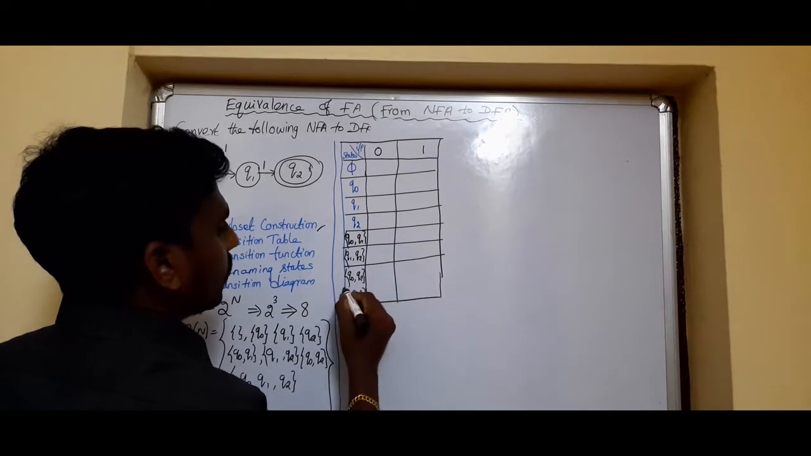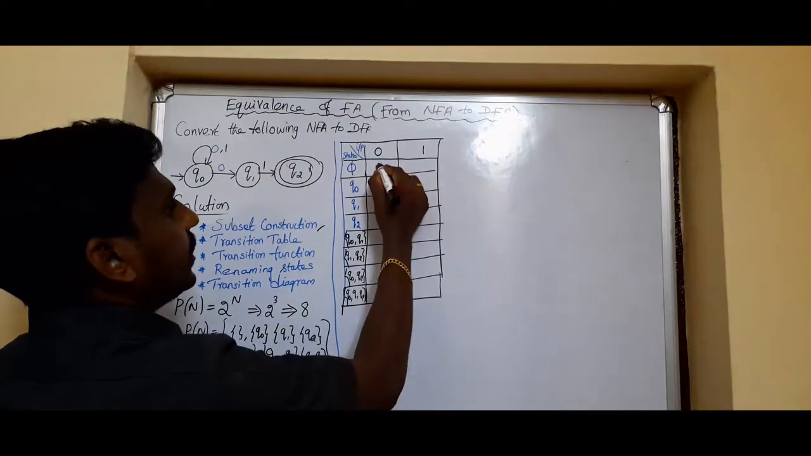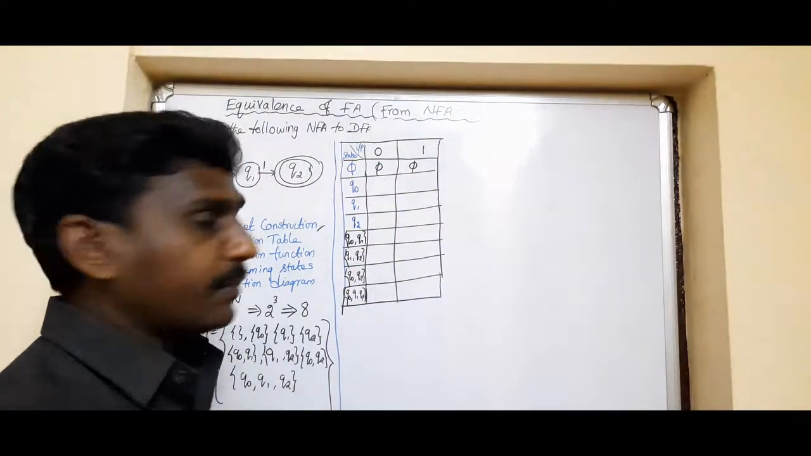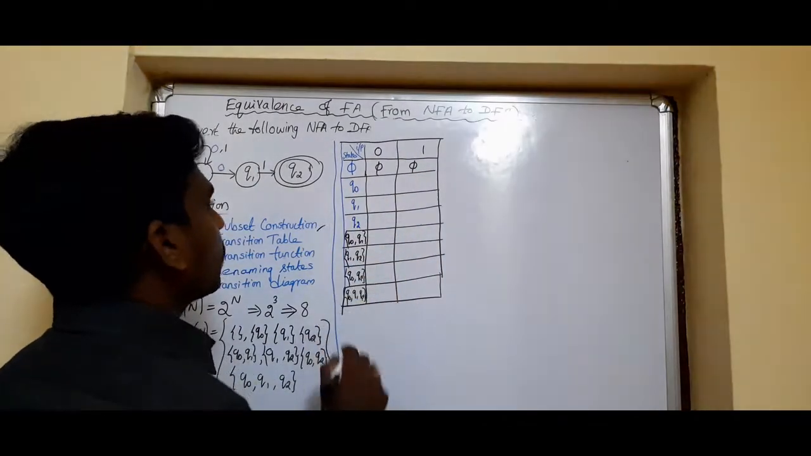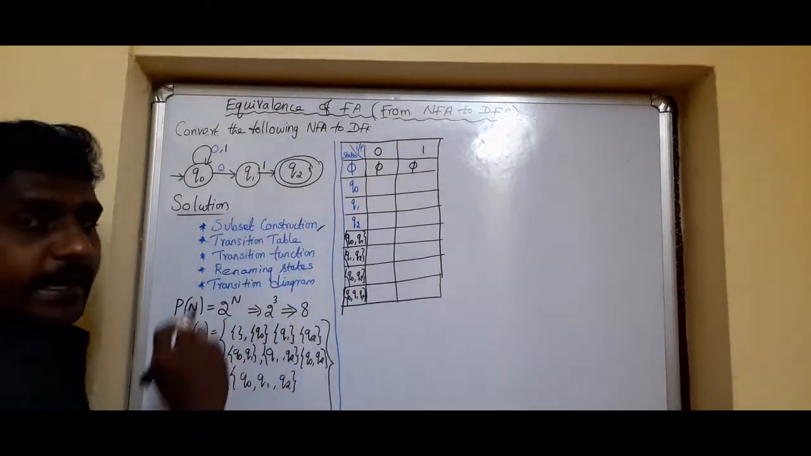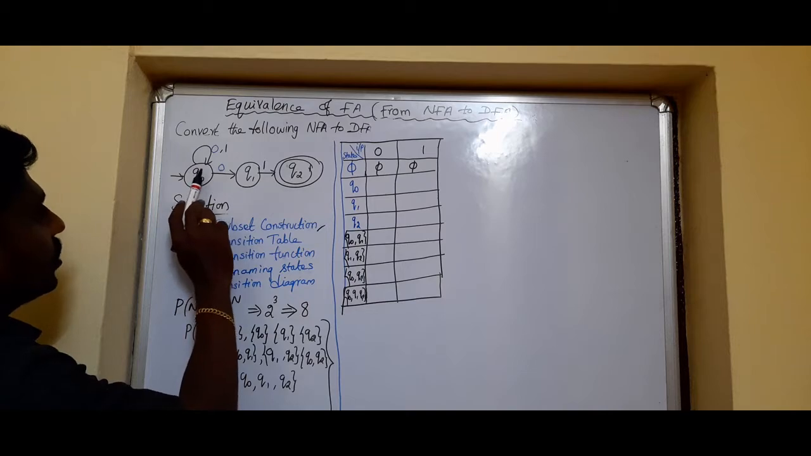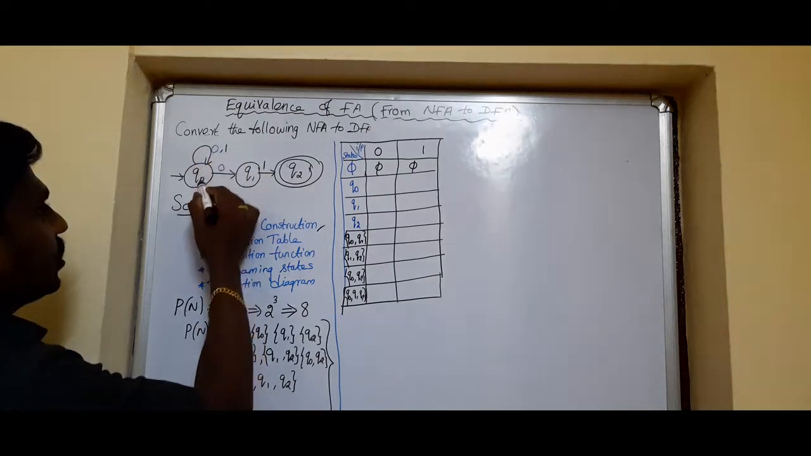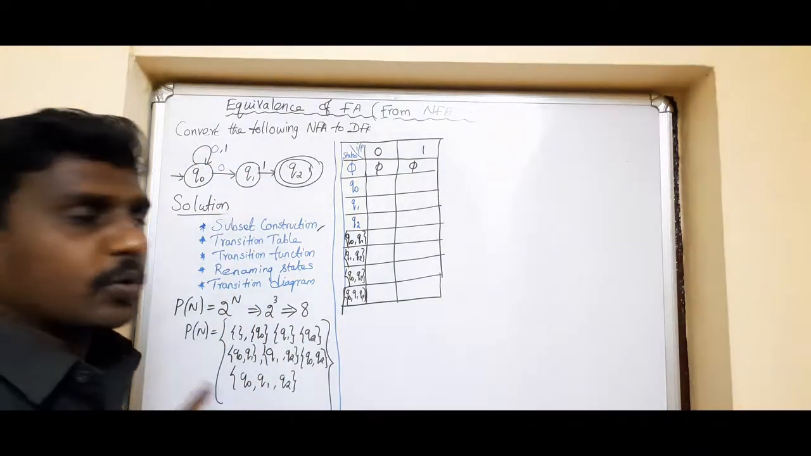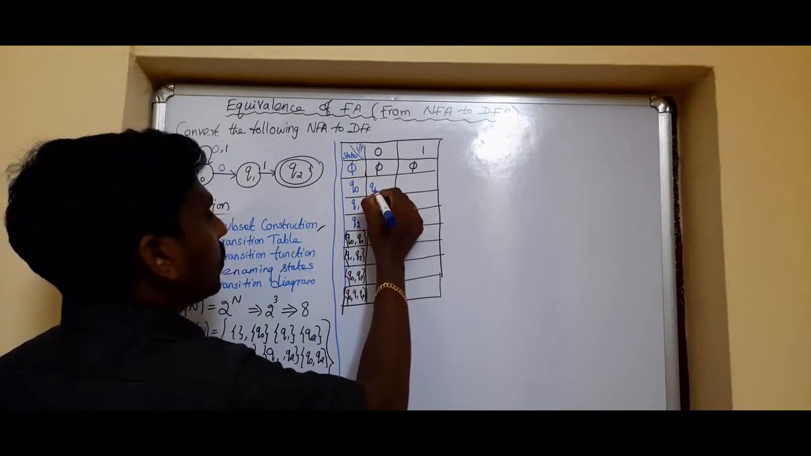We have to fill the whole transition table. Okay, so first one is empty. So empty phi, that is, empty on 0 is empty, and empty on 1 is also empty. And second, Q0 on 0, we have to see the transition diagram. What is Q0 on 0? See, on 0 Q0 goes to Q0, and on 0 it goes to Q1. So 2 states I got. So here it will come Q0 on 0 is Q0 comma Q1.